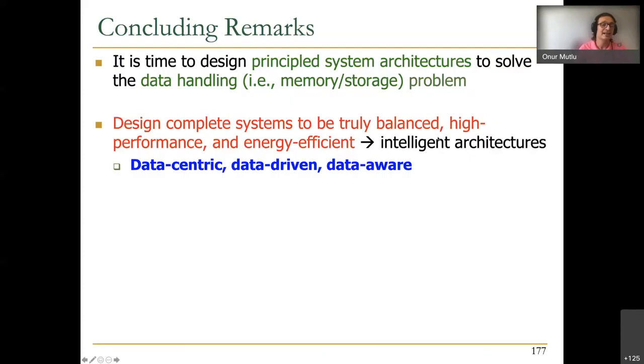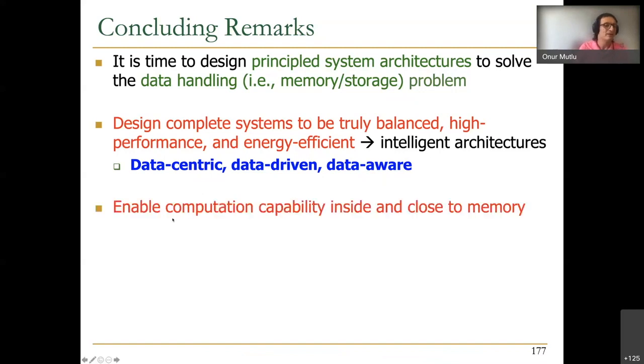And I think intelligence comes from at least three principles: data-centric, data-driven, and data-aware. In my opinion, actually, we see all of these three principles in nature as well as the way we humans evolve. I don't suggest that we know everything about humans and nature, of course, but there are some principles that we know along these lines that make us maybe more efficient and maybe more intelligent than our counterparts in machines. We would like to enable computation capability inside and close to memory.